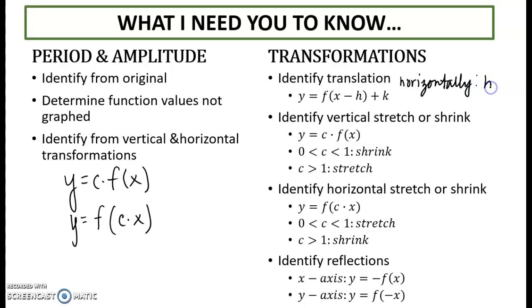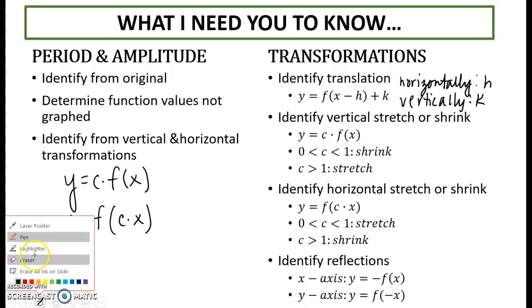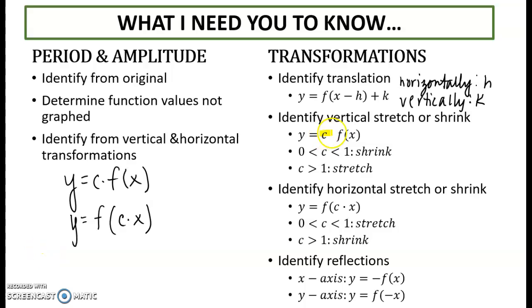According to the opposite value of h, vertically it stays the same. That's the value of k. Vertical stretch or shrink. Okay, my vertical axis is my y-axis. The y-axis goes up and down. So when my multiplier is on the outside of my function, that is dilating vertically. If that number is between 0 and 1, it's a vertical shrink. If that number is greater than 1, it's a vertical stretch.